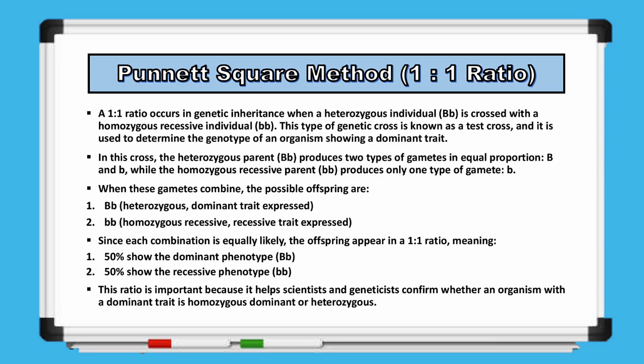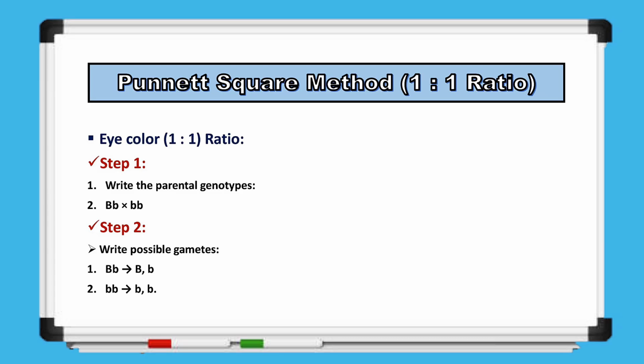Since both outcomes are equally likely, the offspring appear in a 1:1 ratio. This means half of the offspring show the dominant phenotype and half show the recessive phenotype. This ratio is useful because it helps scientists determine whether an organism showing a dominant trait is homozygous dominant or heterozygous. Now, here we are using the Punnett square method for an eye color determination with a 1:1 ratio.